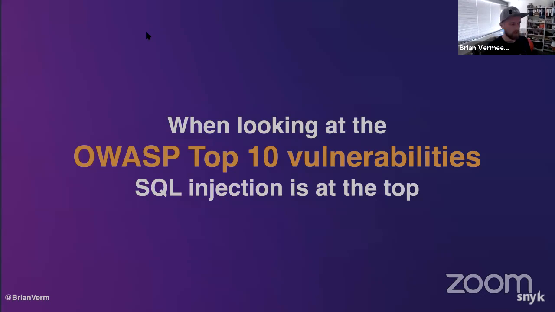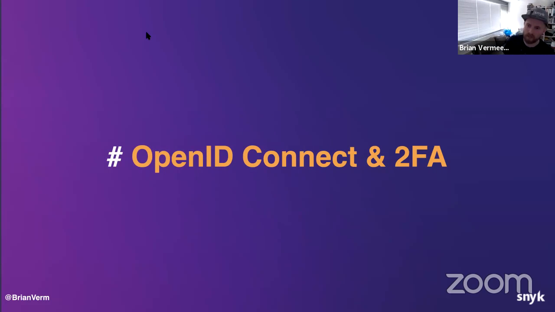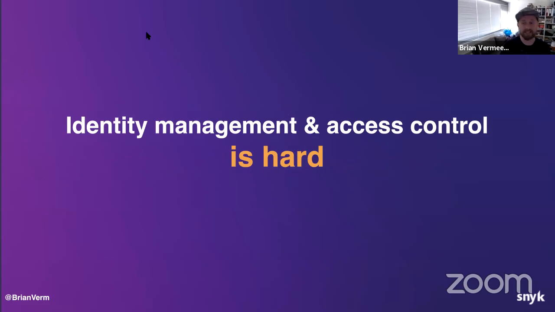The second one we're going to talk about is OpenID Connect and two-factor authentication. And why? First thing is why? Because the most important part, identity management and access control, is very hard. If you need to create it yourself, please create a new team to do that, to make sure that it is actually done properly.